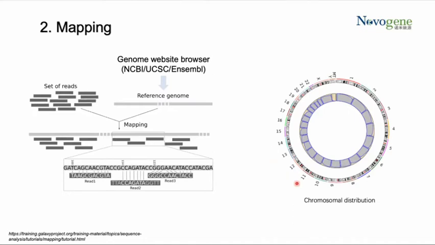On the right, I show a figure for a human project to let you check the read distribution, or the mapping status, along the different chromosomes. As shown on the right, on the outer circle, each region is labeled as one chromosome, and the gray regions show the density of the mapped reads.